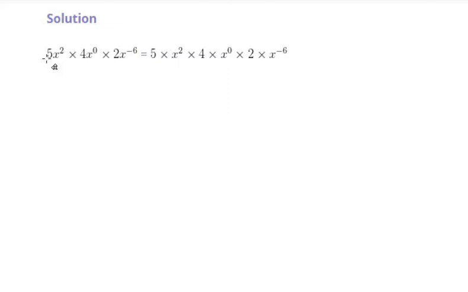So x is affected by the exponent and 5 is not, because 5 and x are not in parentheses together. So it's 5 times x squared. This is 4 times x raised to the power 0. This is 2 times x raised to the power minus 6. And I hope that is quite clear.